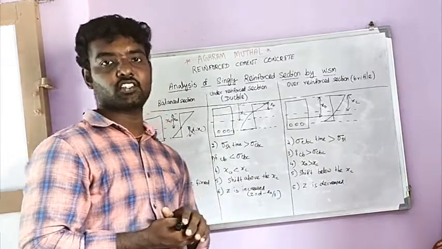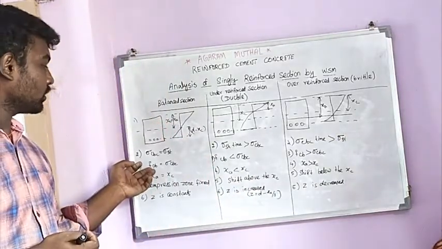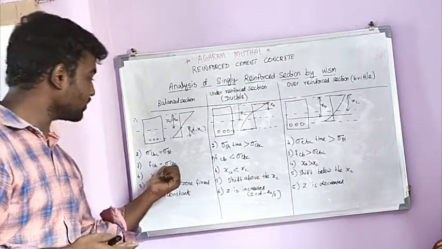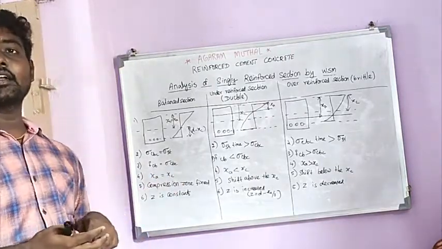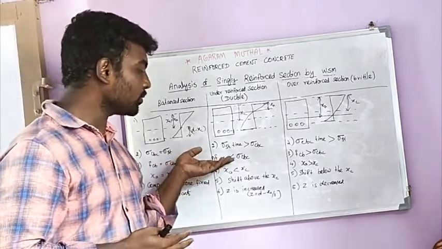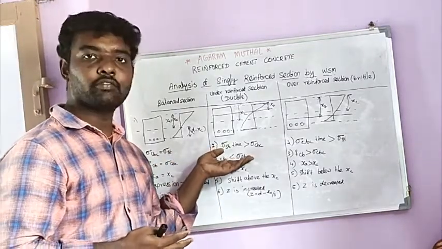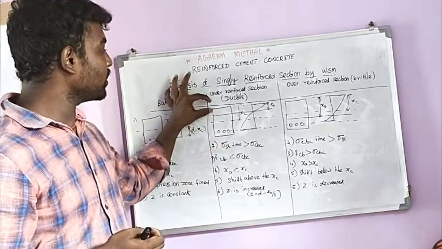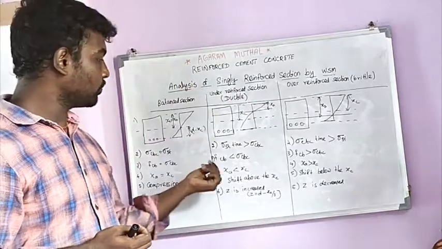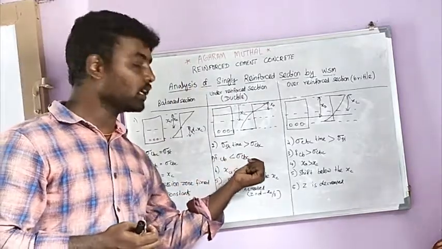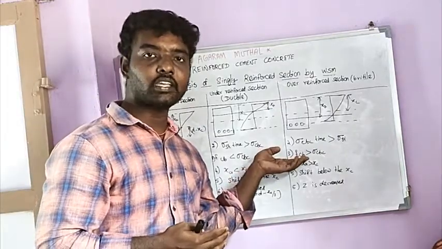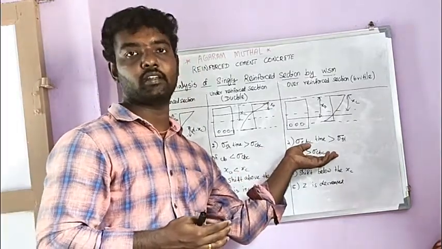And next one, the actual compressive stress value, which is equal to the formulated compressive value. So here, the actual compressive value is lesser than the formulated compressive value. The reason is that the compression zone area is lesser, so the actual value is lesser than the calculated one. But whereas here, the actual value is higher than the formulated one.